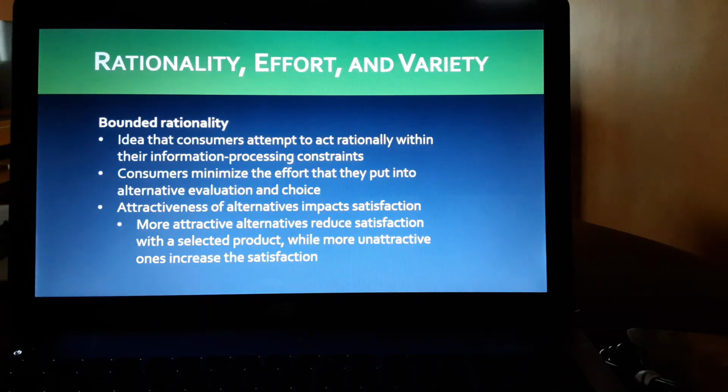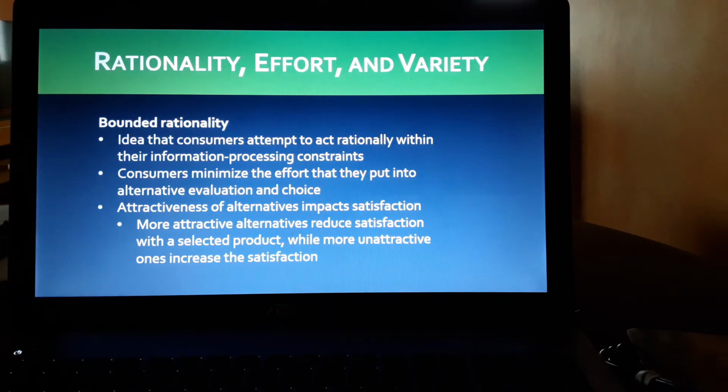All right, so we talked a little bit about this before, this idea of bounded rationality, that we want to act rationally, but we can't. Bounded rationality is the idea that consumers attempt to act rationally within their information processing constraints. And we truly do try to do that. Everyone tries to be as rational as possible, because being rational is considered a positive in our society. But the fact is that we are biased, we have emotion, we have feelings about things.